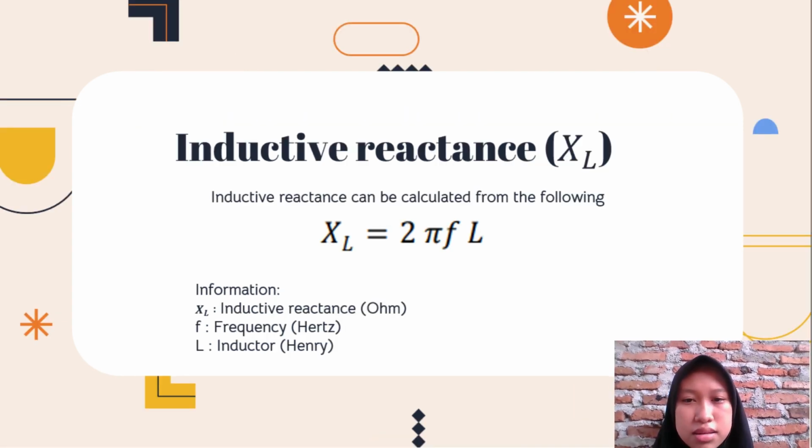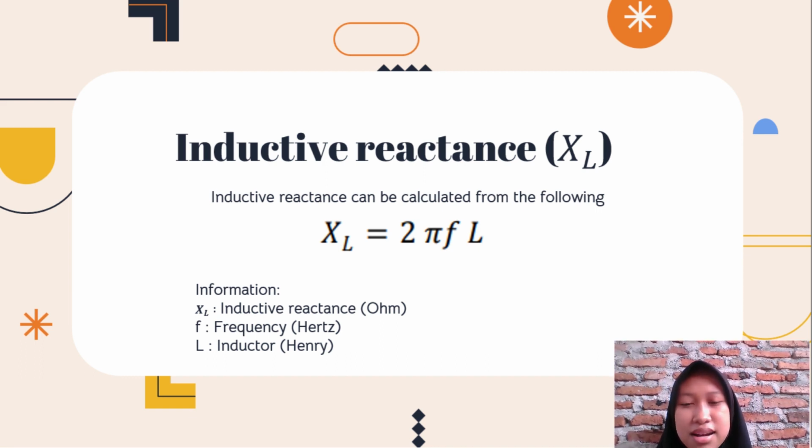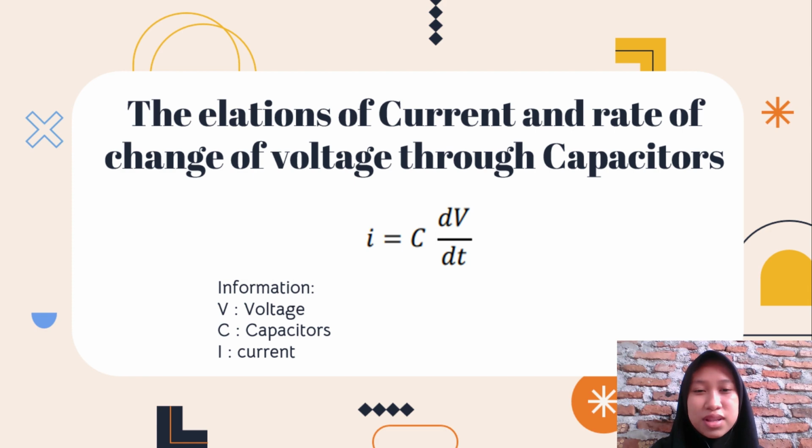Inductive reactance, or XL, can be calculated from the following equation: XL is equal to 2 pi times f times L, where XL is inductive reactance, f is frequency, and L is inductance. And then, what is the relation of current and rate of change of voltage through the capacitors? The relation can be calculated from the following equation: i is equal to C times dV over dt, where V is the voltage, C is capacitance, and i is current.